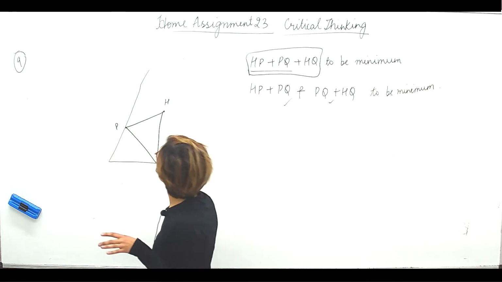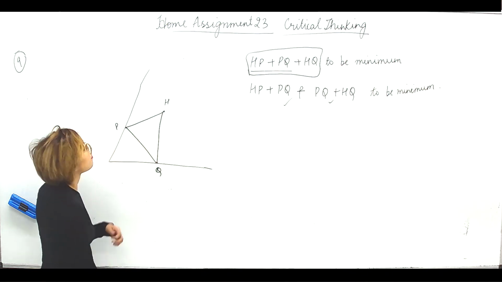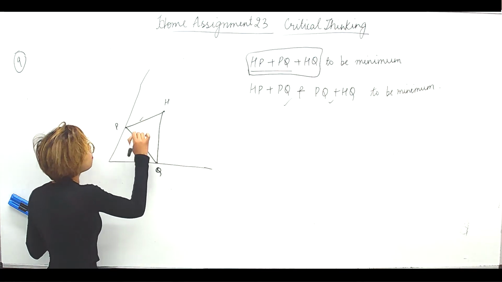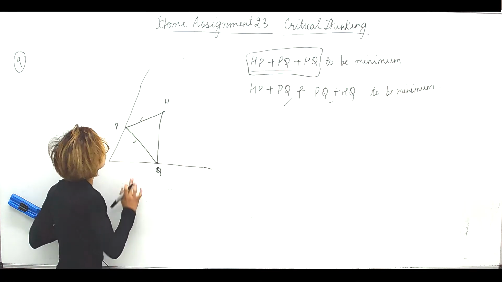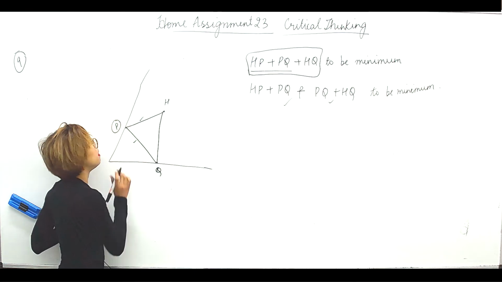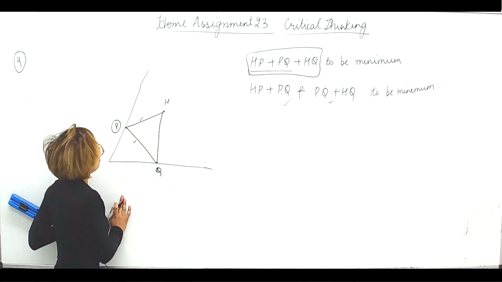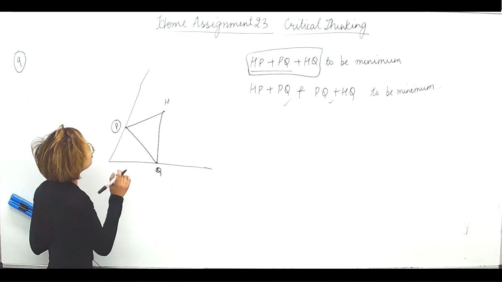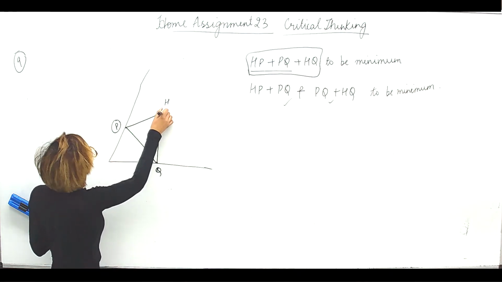Okay. So let's try to do that. Now first of all, I want HP and PQ to be minimum. So I need to understand where P will be and where Q will be. So minimum करना है. So what I'll do is I will take the reflection of this point in this line.